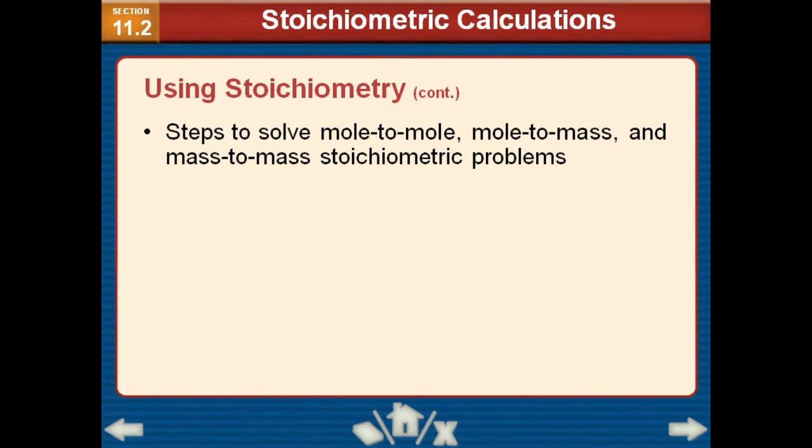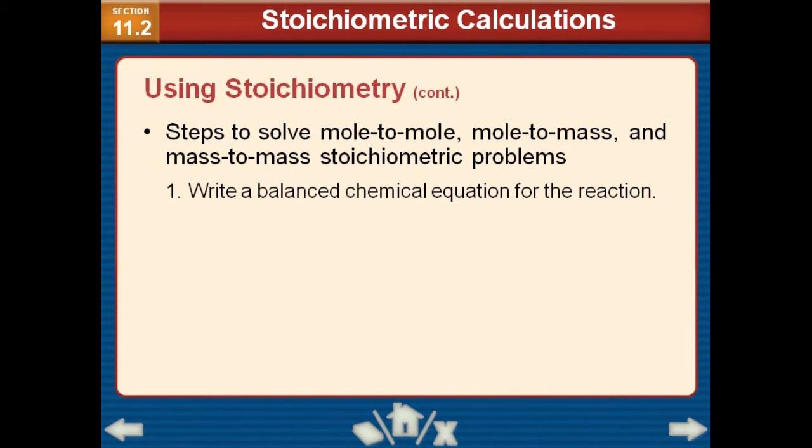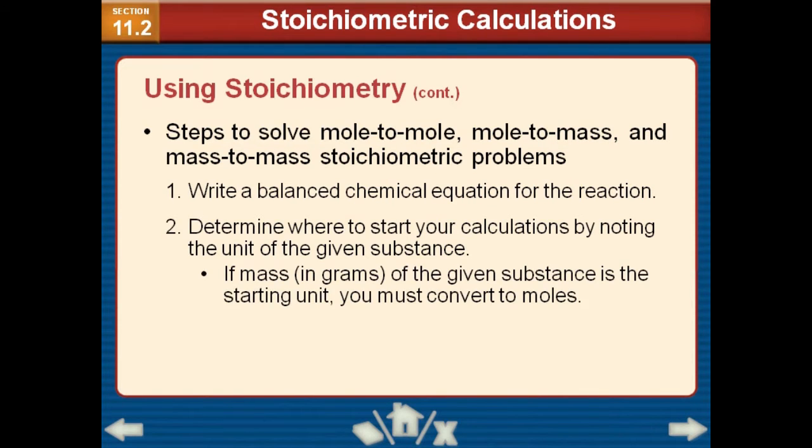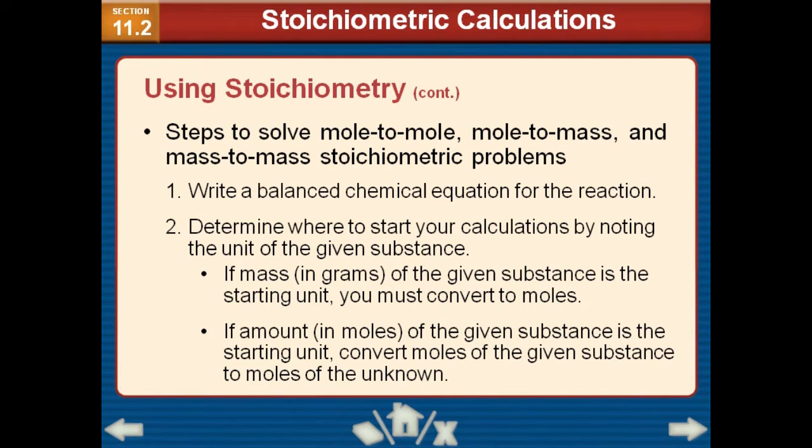Steps to solve mole to mass and mass to mass stoichiometric problems. First step, write a balanced equation for the reaction. Second step, determine where to start your calculations by noting the unit of the given substance. If mass in grams of a given substance is the starting unit, you must first convert to moles. If the amount of the given substance is in moles already, convert moles of the given substance to moles of the unknown.